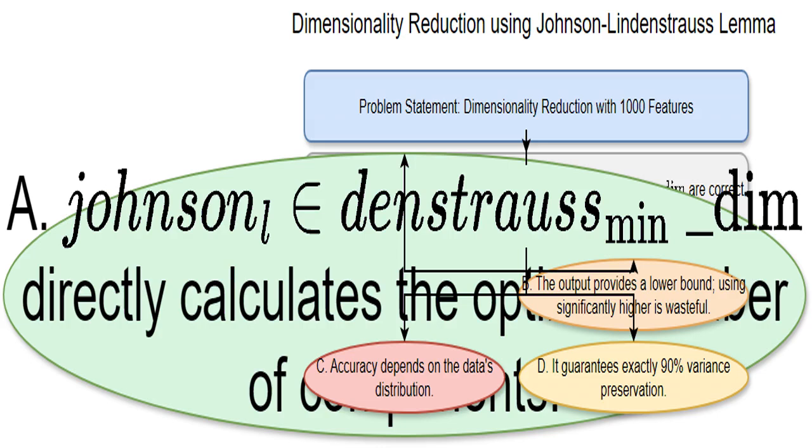This statement is incorrect. The function doesn't give me the perfect number of components, it gives me the minimum number needed. There might be more components than this minimum that would work even better. It's more like a starting point, rather than the final answer.